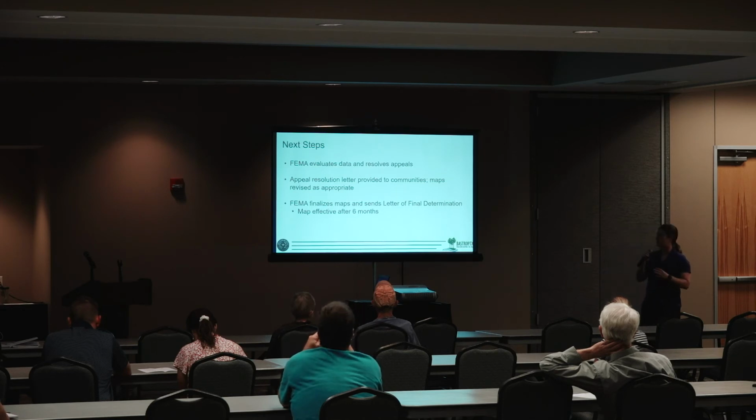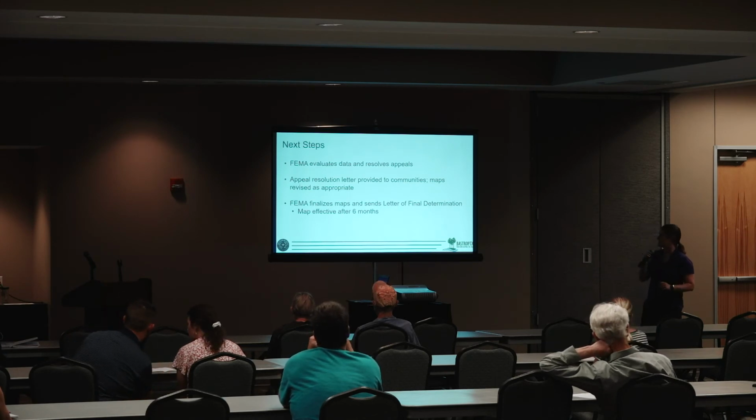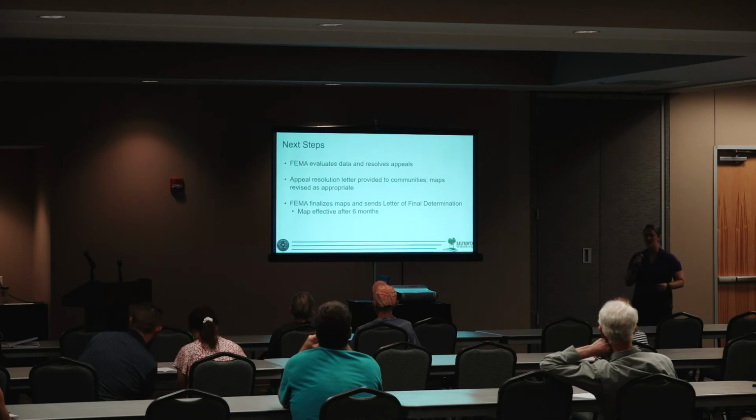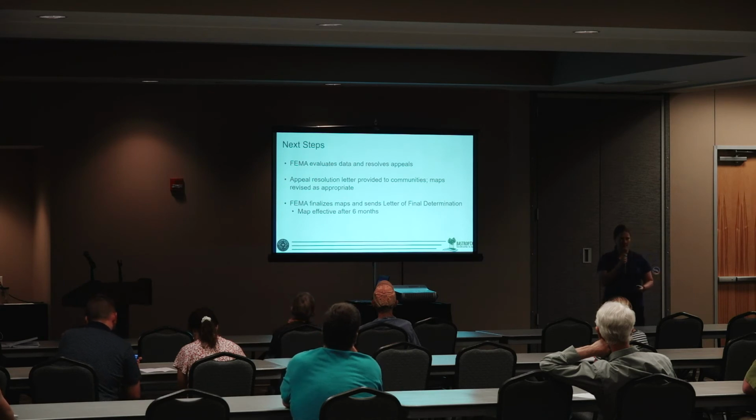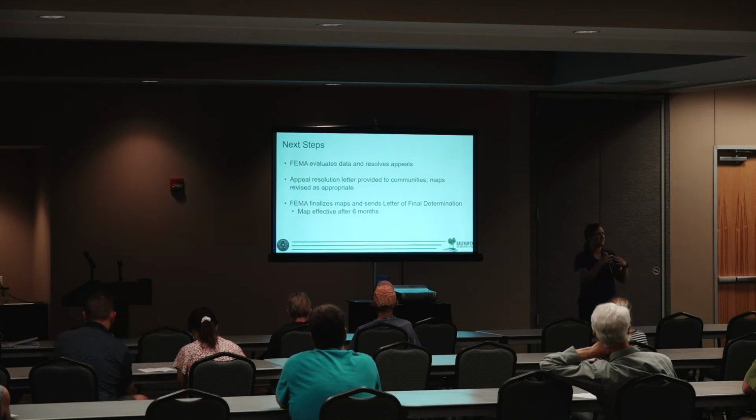And then once they finalize all the appeal data, they will finalize those maps and send out a letter of final determination. Once they do that, those maps will be effective 6 months later. Okay? So once we have that, both the city and the county will be looking at those maps, evaluating our city ordinances, our county regulations, flood damage prevention orders, and making sure that there are not any updates needed there. I can tell you from the city perspective, there will be some code updates, some ordinance updates when we reach that point.